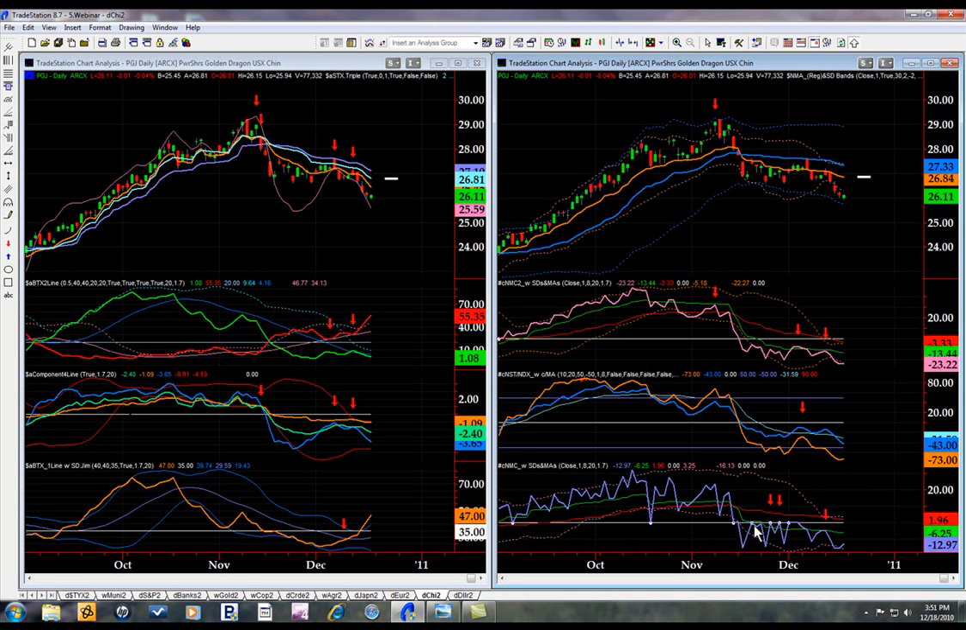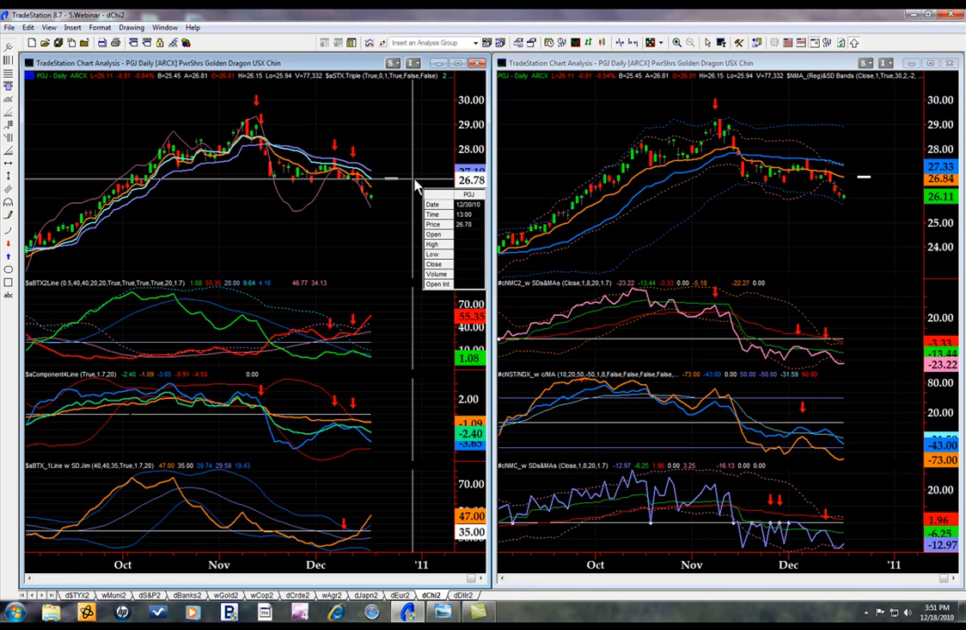Notice the zero hits from below right in here. Notice that the NMC came up and bounced off its fast NMA here and has continued down. However, it has hit its lower SD right here. This has hit its lower SD right here. This has gone below its lower SD right here. So it would not be surprising to see price move back to the STX right here, move back to the fast NMA right in here. Both of them are roughly at the same level, around 26.8 or so.